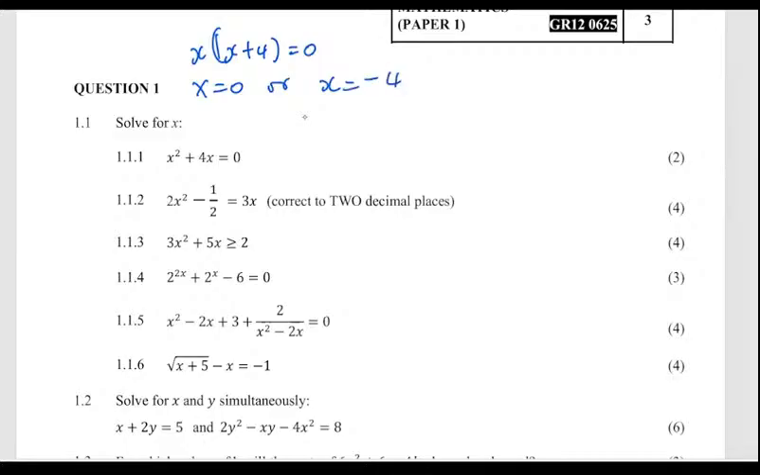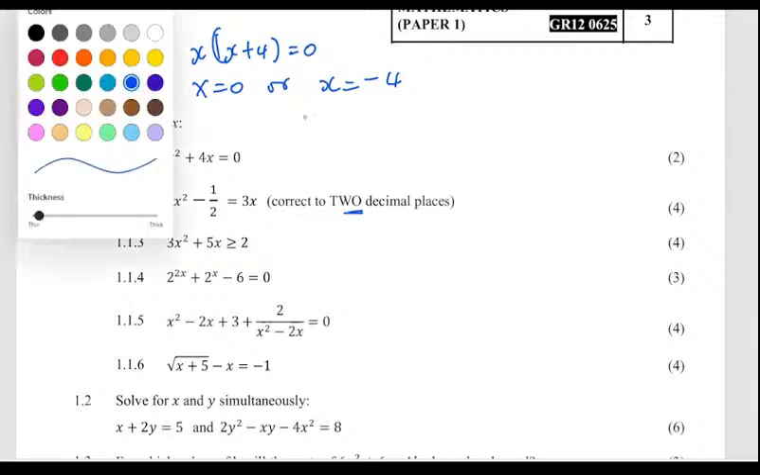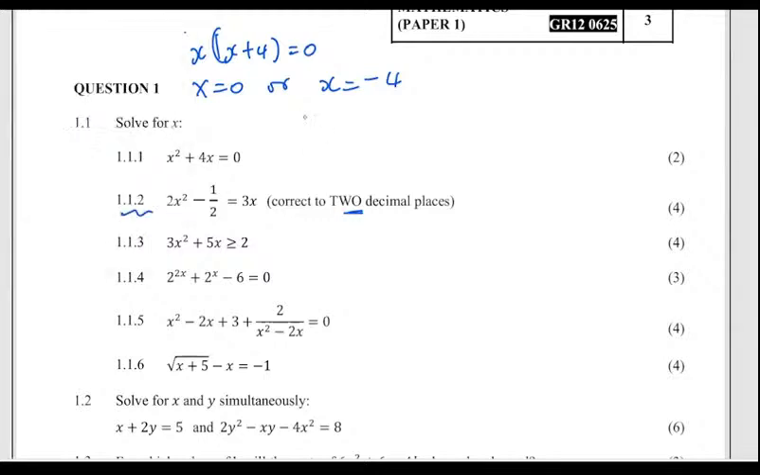Then 1.1.2, they're telling us to solve these correct to decimal places. So the trick is that whenever we see correct to decimal places, that has to be the quadratic formula. Now with the quadratic formula, step number 1, we need to create a standard equation. So move the 3x to that side so that we have 2x squared minus 3x minus a half should be a 0, meaning that our a is a 2, our b is a negative 3, and then our c is negative a half.